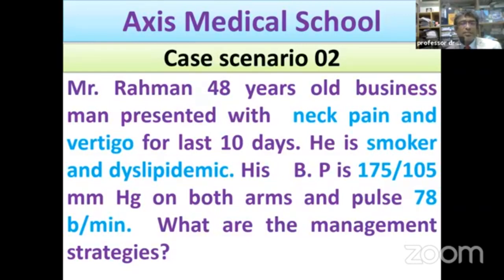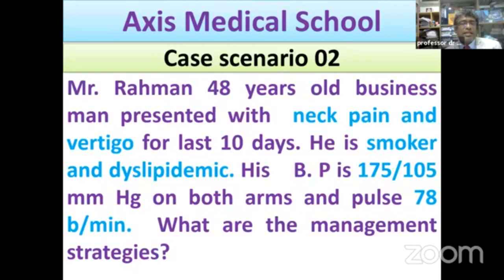So here the patient is 48 years old. Obviously, he is somewhat aged, and he has some symptoms like neck pain and vertigo. He has also got some risk factors like smoking and dyslipidemia, along with the hypertension. And his blood pressure is 175 over 105 millimeter mercury.